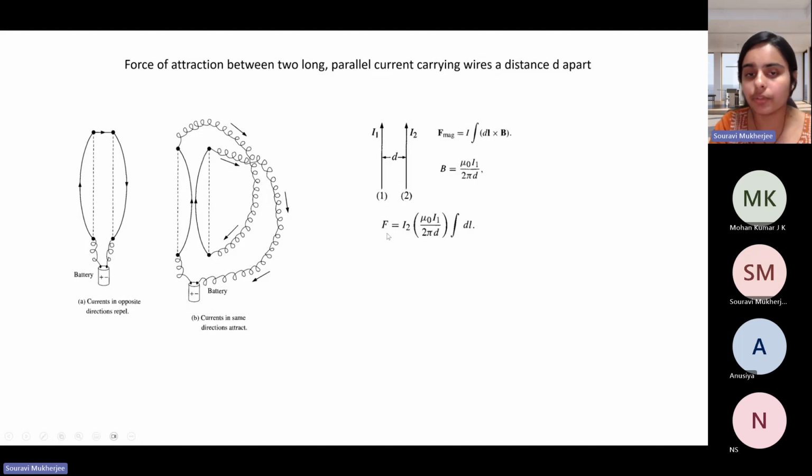But what's interesting is the force per unit length. Obviously, in nature we don't have infinite wires. So the force per unit length would be given as mu 0 by 2 pi I1 I2 by d. If you think of the right hand thumb rule and this expression, you would see that the forces are directed towards the first wire. So it's an attractive force. If the field direction was opposite, you would have a minus here, and that would signify a repulsive force.